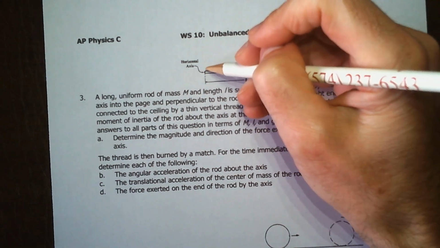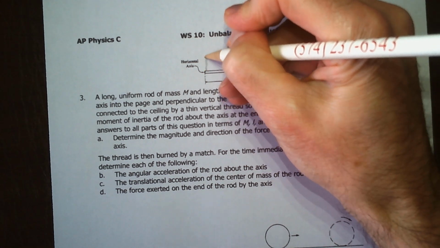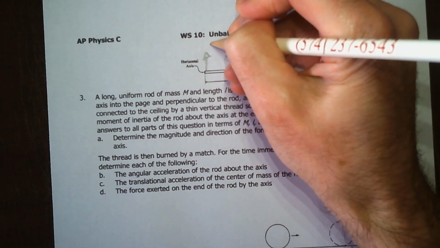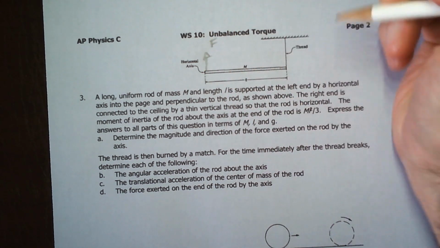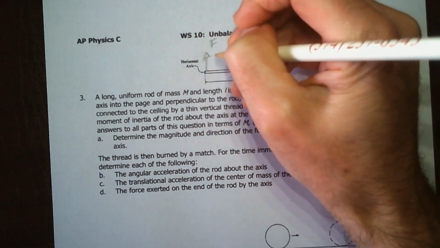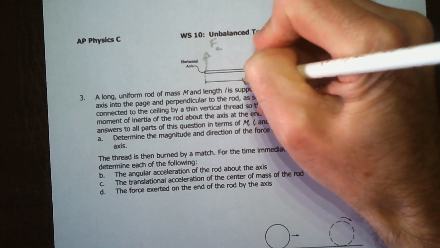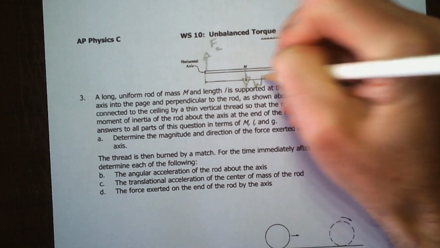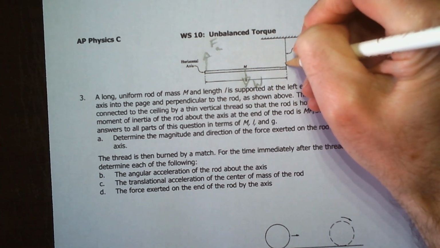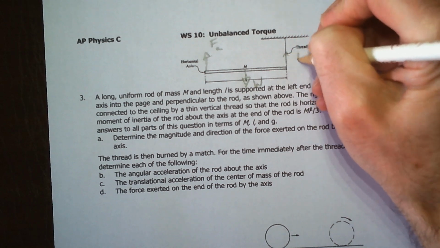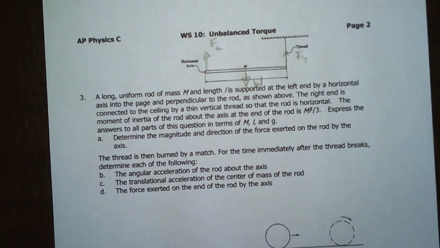Okay, so it's being held there on this pivot. So there's a force upward here. Let's call this the force from the axis. There's going to be a weight force, X, right in the center of this. And there's going to be a force upward from the thread here.